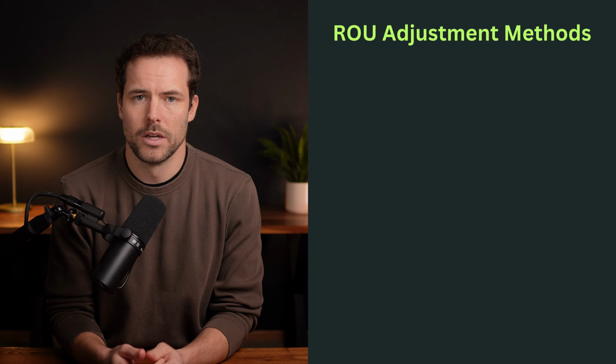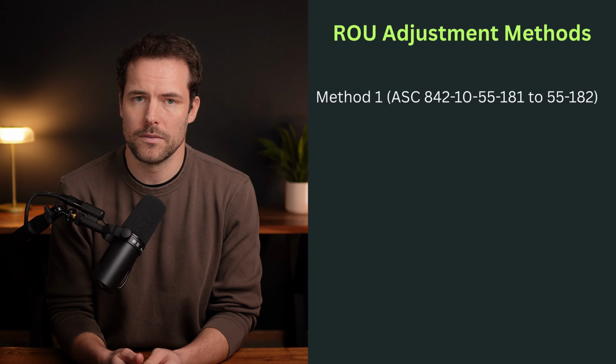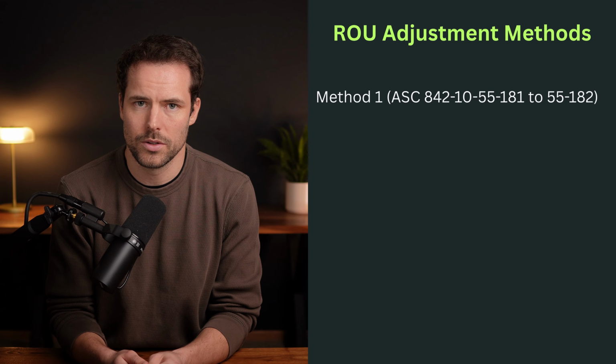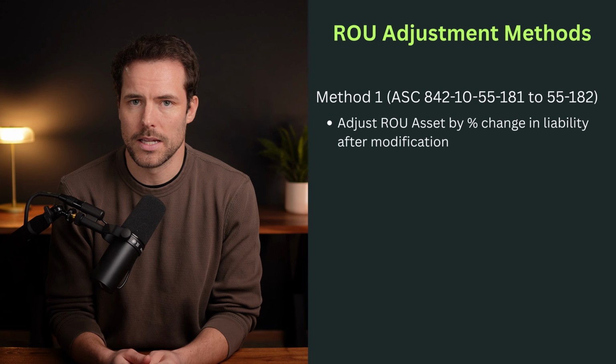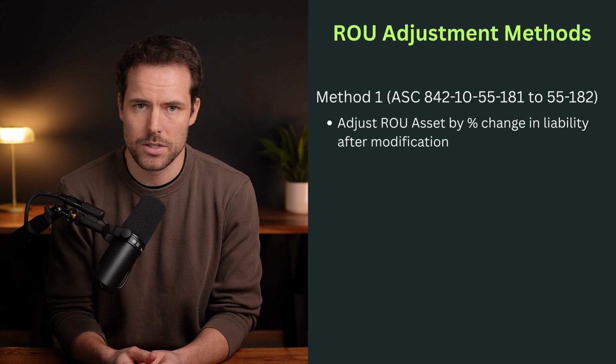The implementation guidance outlines two acceptable methods for adjusting the right-of-use asset. And in practice, this is treated as an accounting policy election that we'd want to apply consistently. Under the first method, which is described in the implementation guidance in paragraphs 842-10-55-181 and 182, we calculate the percentage change in the liability before and after the modification.